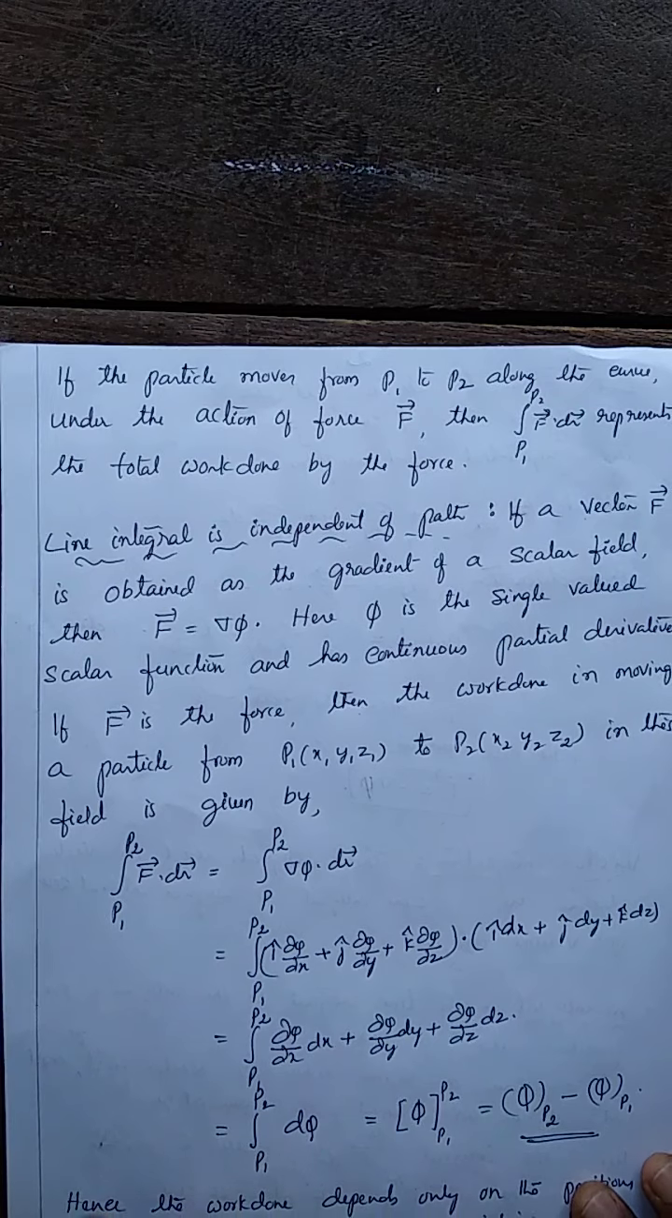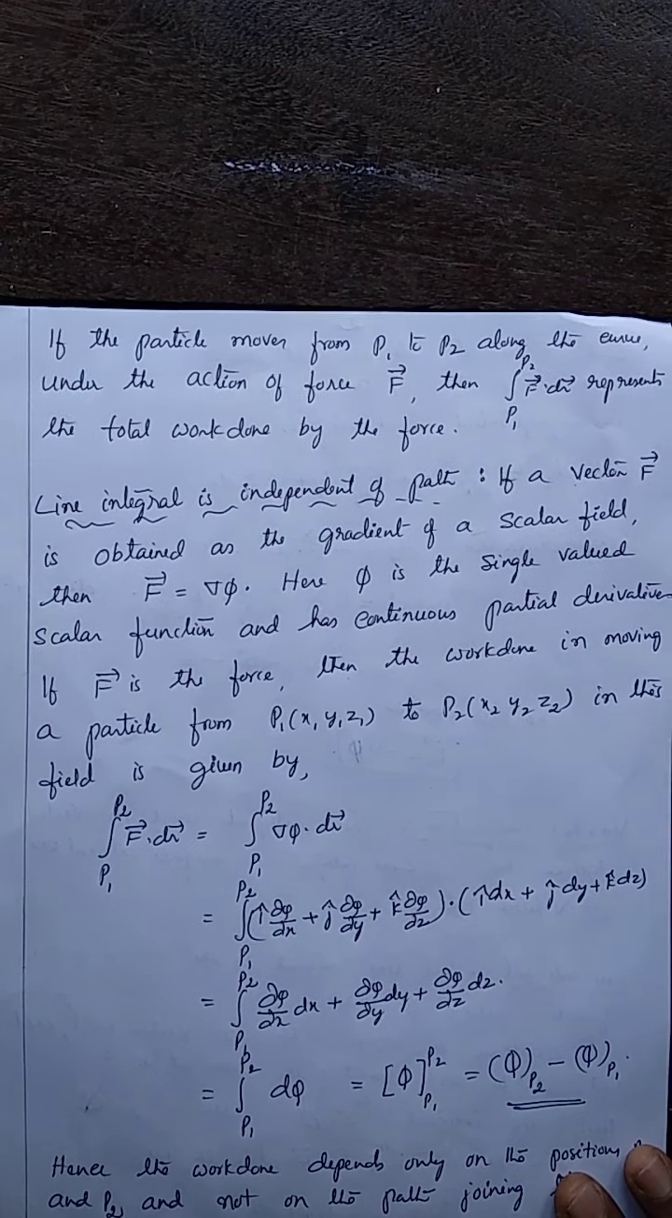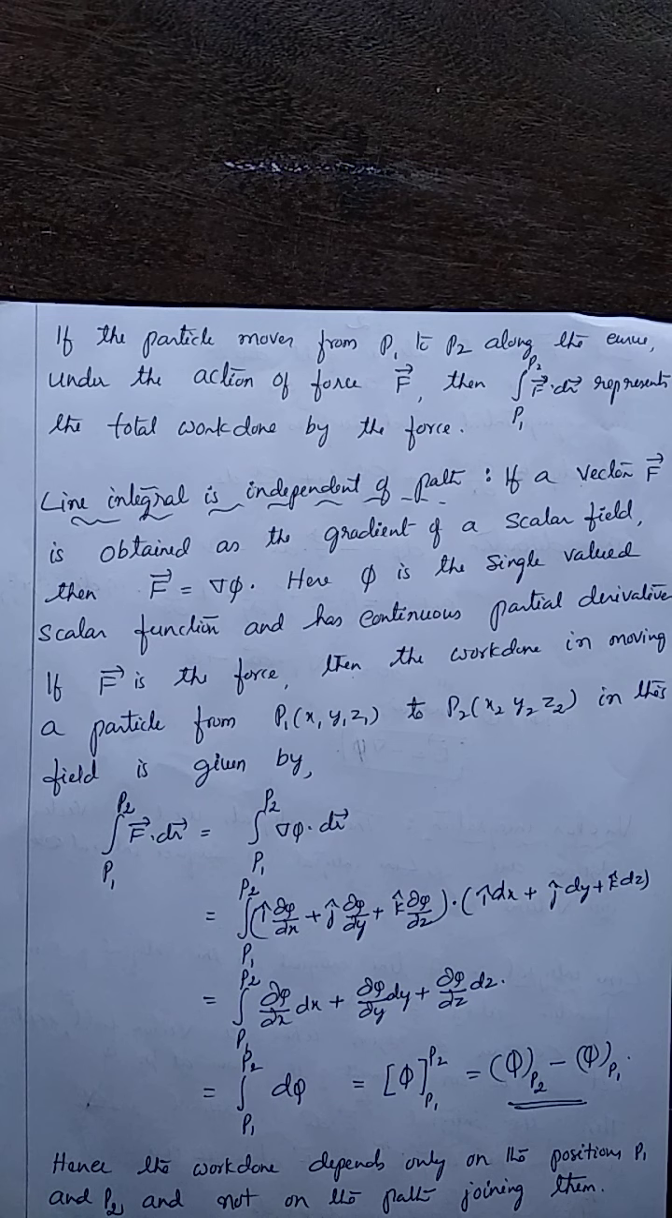And if that vector is force, the vector field is the force field. In that case, the line integral gives the work done in moving a particle from the point P1 to P2 along that curve. In case of a force field, the line integral is nothing but the total work done by the force. The line integral depends only on the initial and final positions of the particle. It's independent of the path along which the particle has been moved from one point to another point.